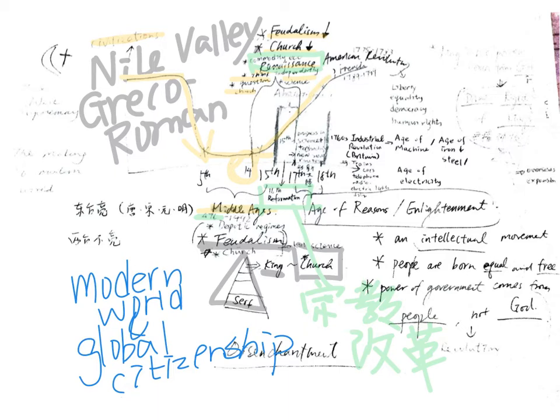It also contributed to the birth of what we call the Age of Reasons or Enlightenment, 啟蒙運動, during the 17th to 18th century. The Enlightenment took place during the 17th to 18th century. So the Enlightenment was actually an intellectual movement. Because of the impact brought about by the Renaissance and Reformation, people believed that they were born free and equal. The church couldn't control their belief.